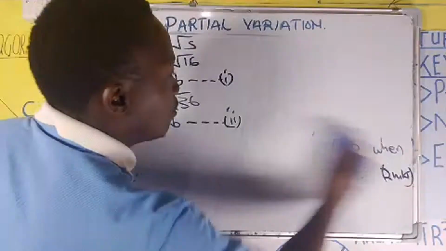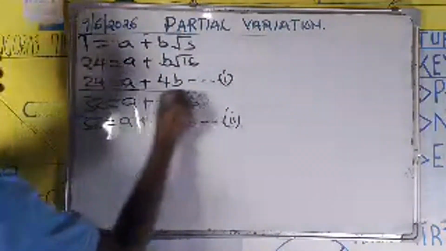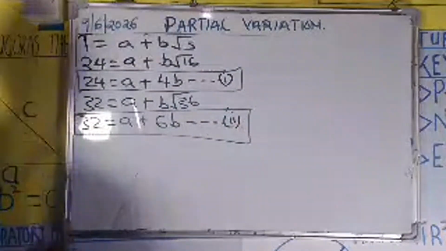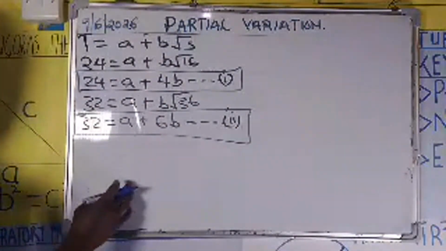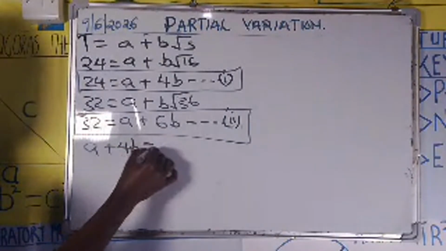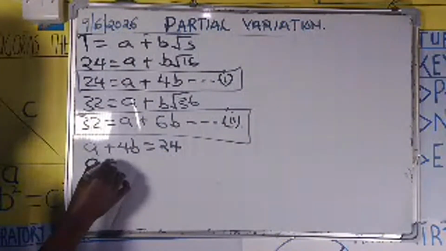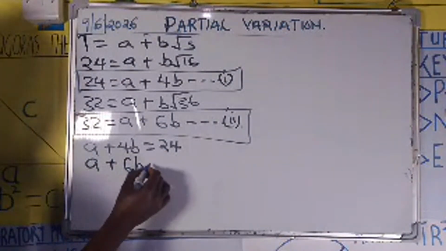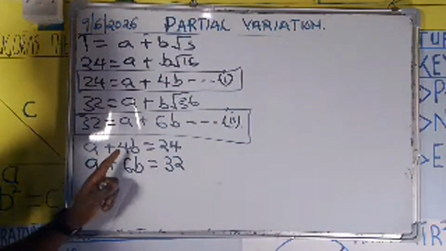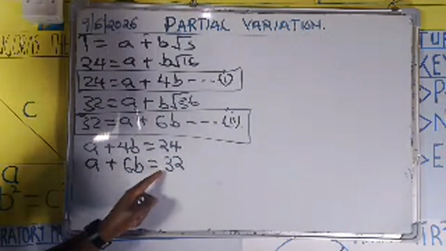So with these two linear equations, we can find A and B, which are our constants of proportionality. The first one will be A plus 4B is equal to 24, and the second one will be A plus 6B is equal to 32.